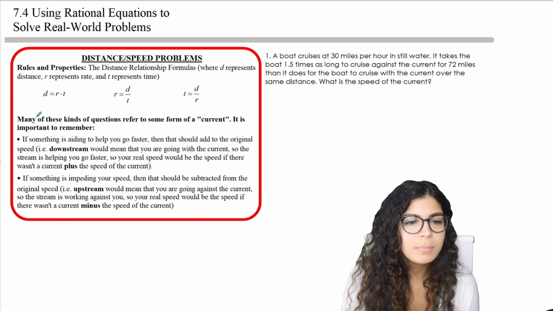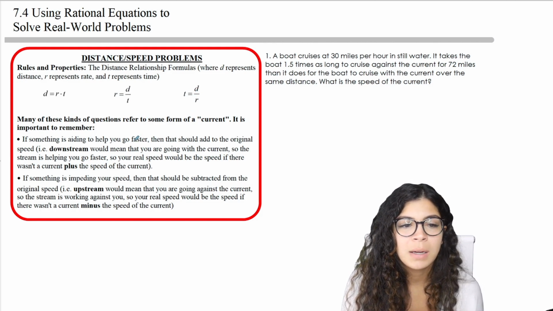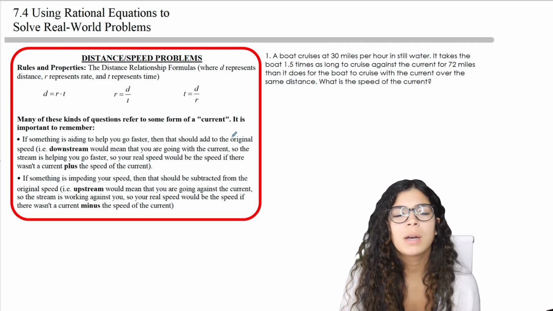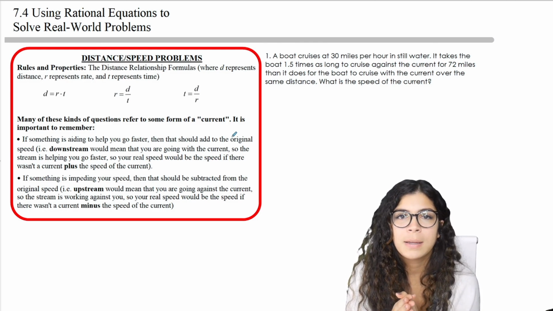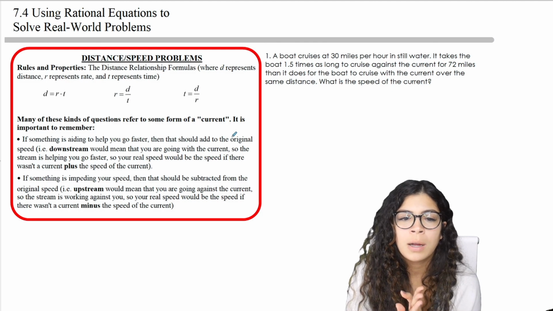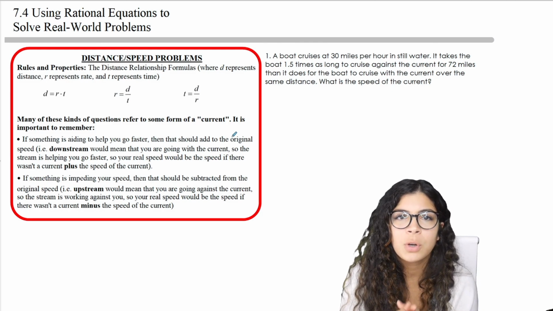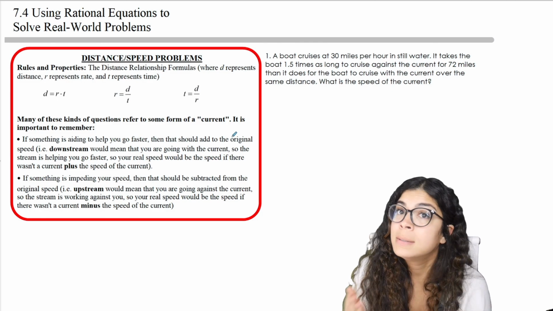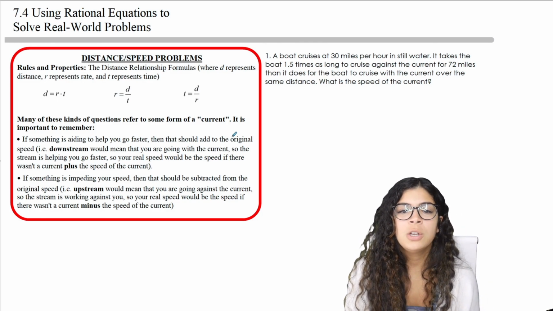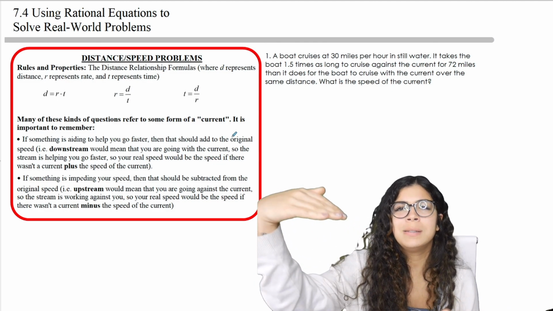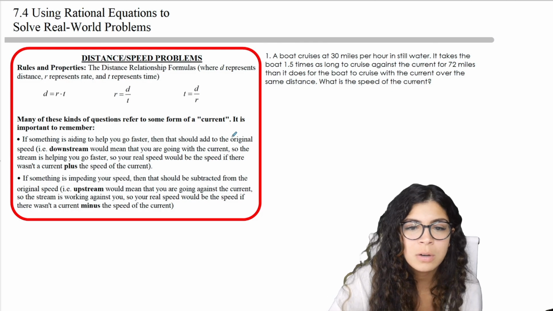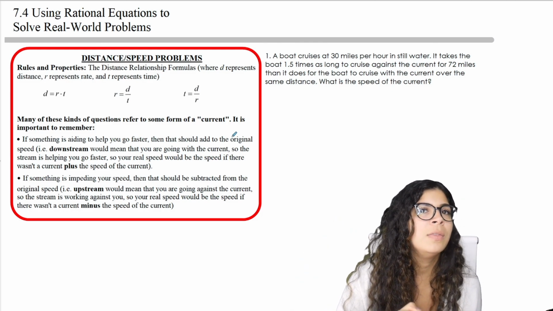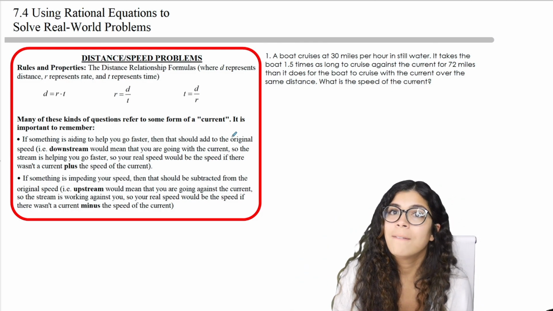Now, many of these kinds of questions that we're going to cover refer to some sort of a current. This is important to note because if you're going, let's say for example, downstream, then you are going with the current. If you're going down the stream, then you're going with the stream, which means that you're going with the current. And if you're going with the current, then the stream is actually helping you to go faster.